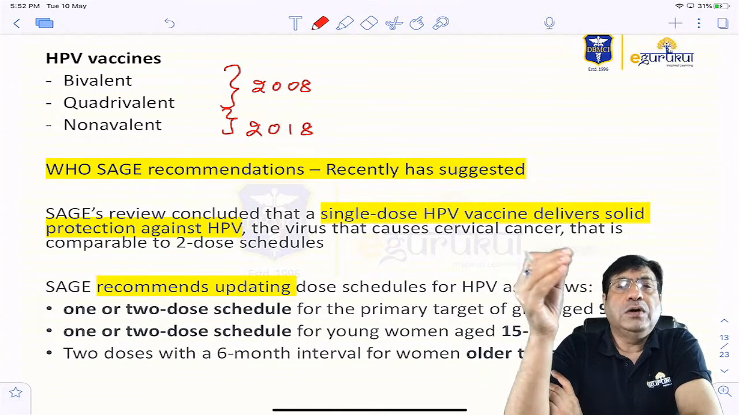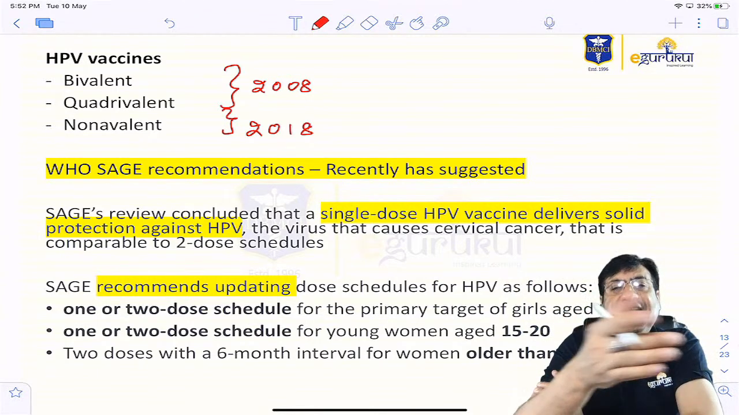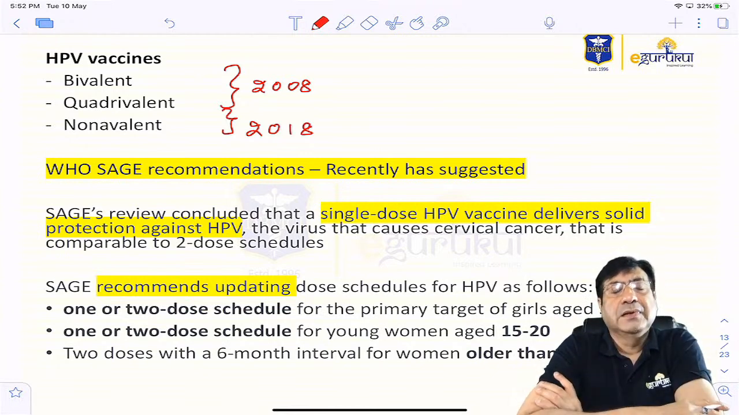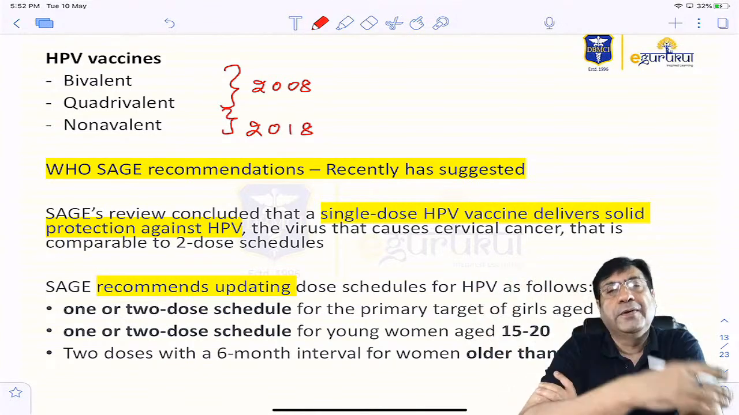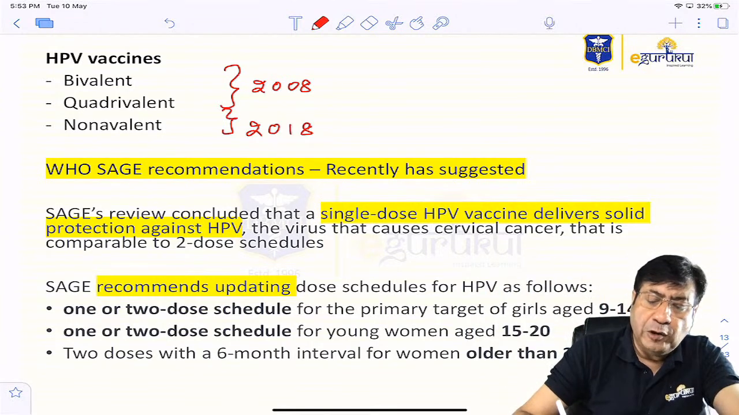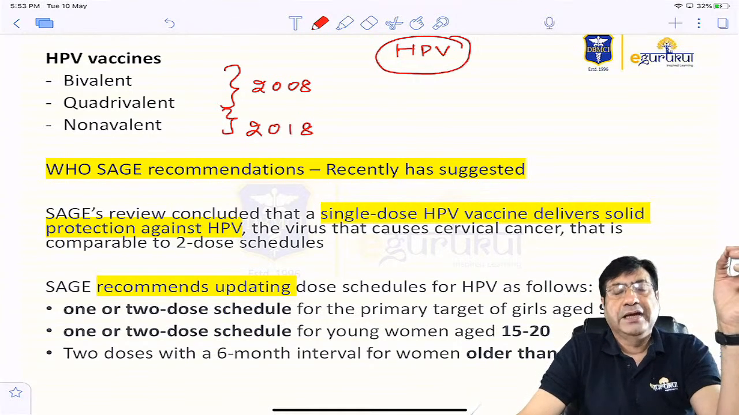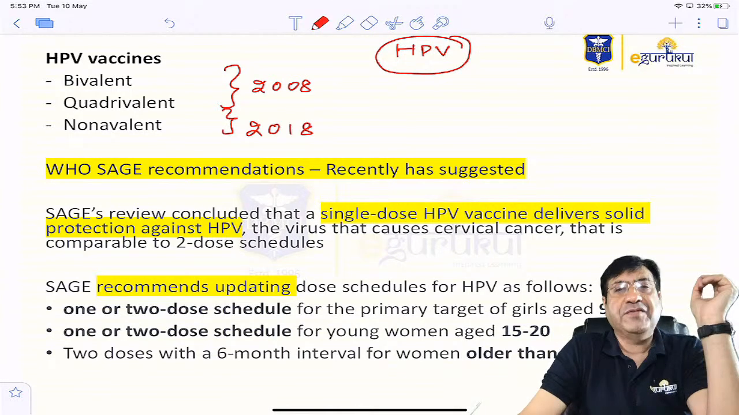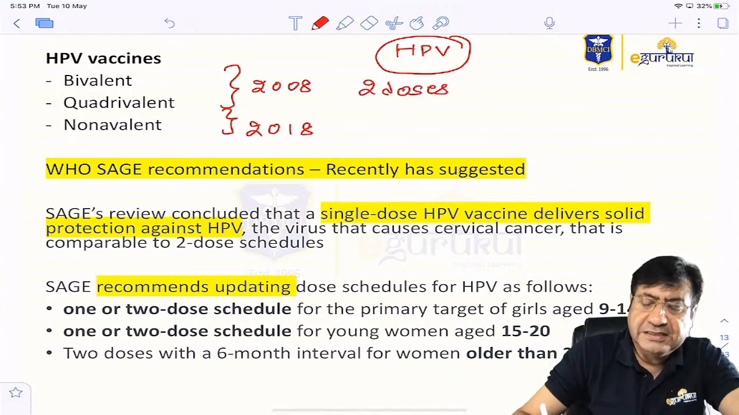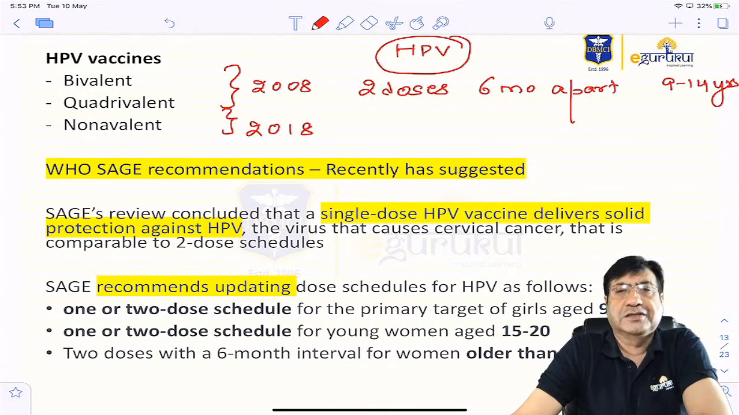Now just a few words about the WHO SAGE recommendations. The WHO's Strategic Advisory Group on vaccination, the WHO SAGE group, recently came up with an updated recommendation. Normally the human papilloma virus vaccine, which has been given in our IAP schedule, the Indian Academy of Pediatrics schedule, was 2 doses 6 months apart, recommended in all girls between 9 to 14 years of age.